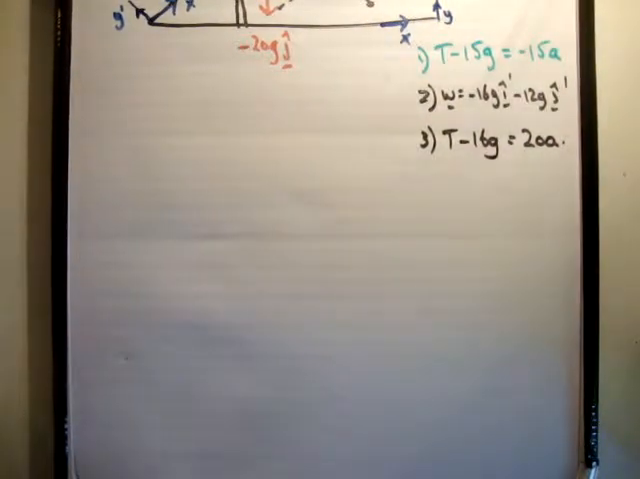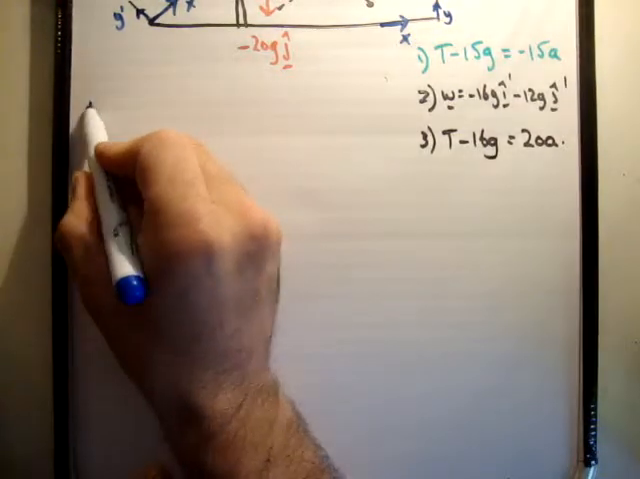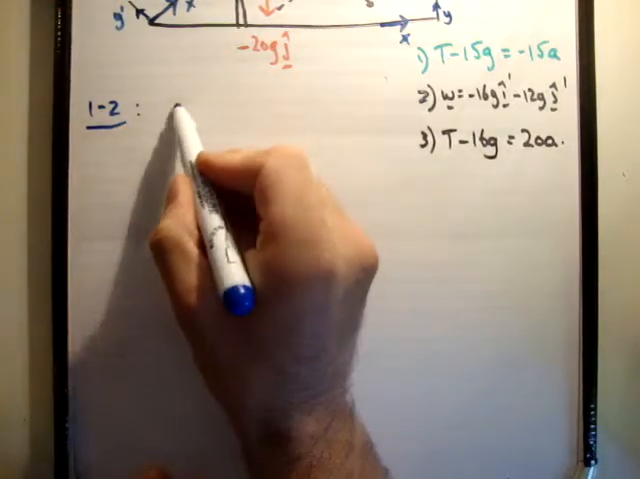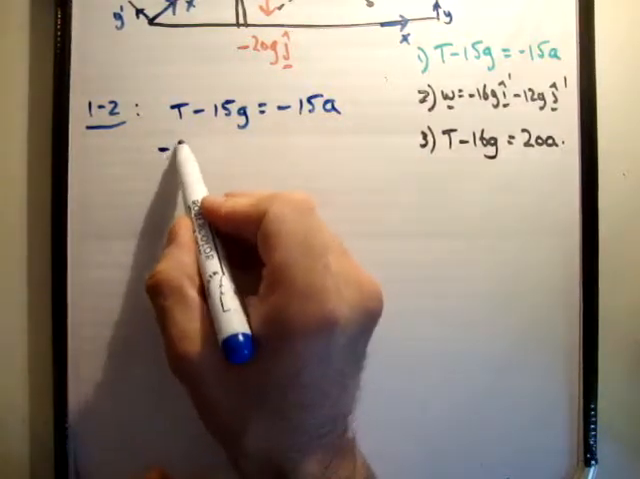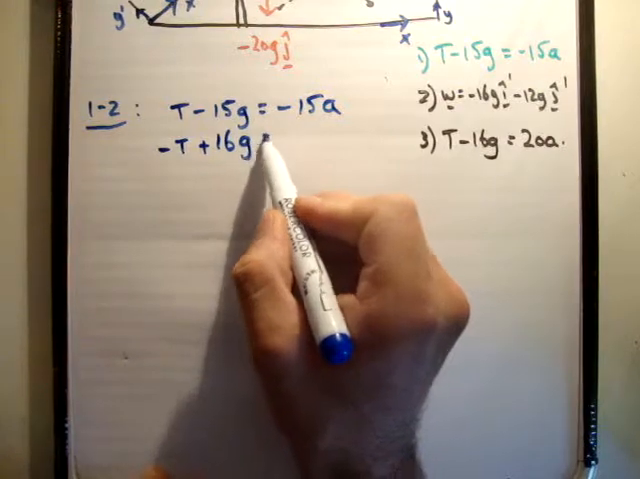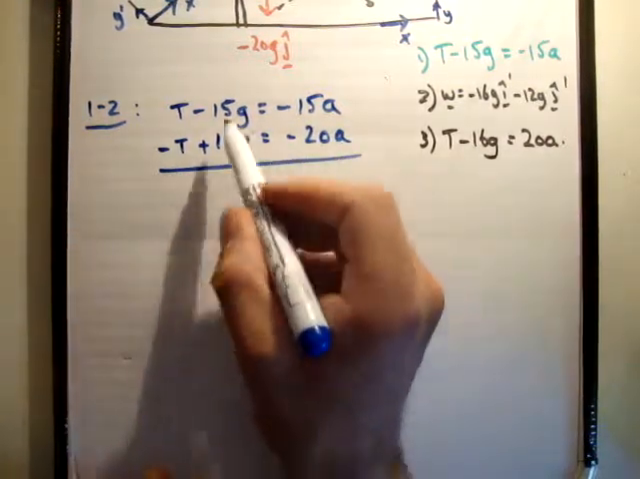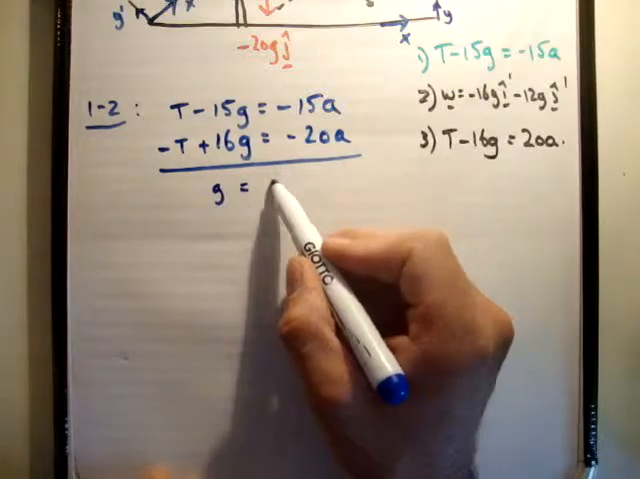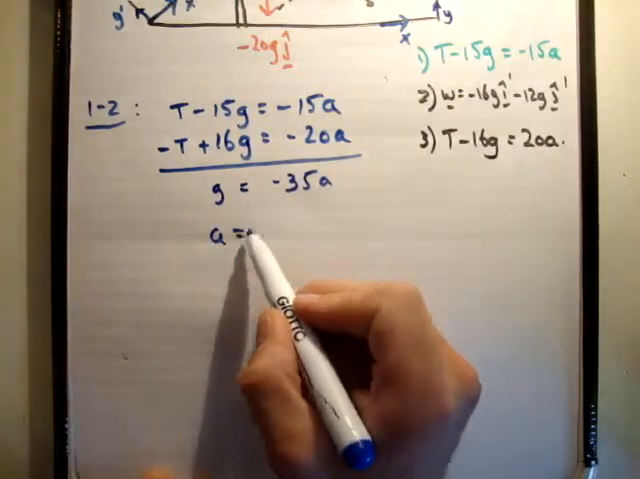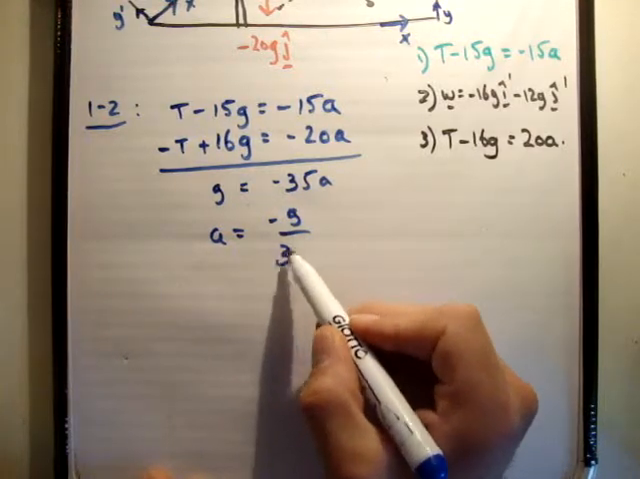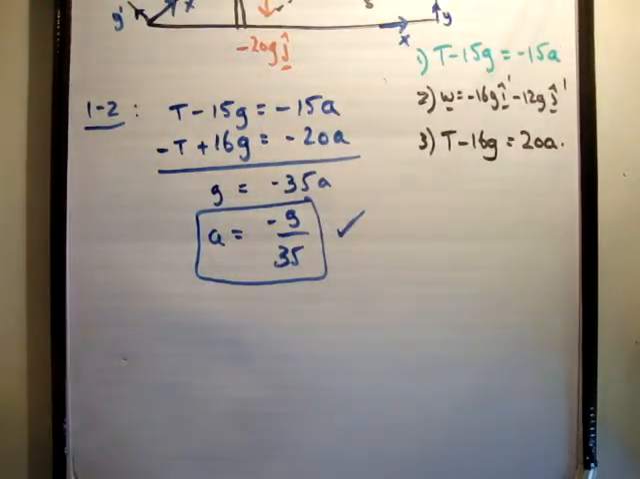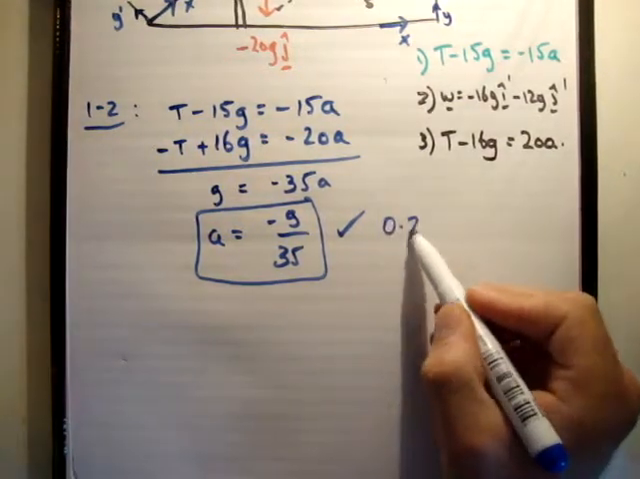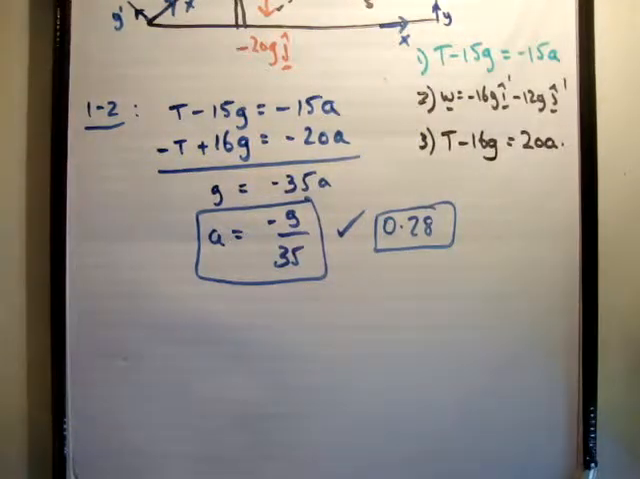So we need to find the tension and the acceleration. What if I take equation 2 from equation 1? We're going to get T minus 15g is equal to negative 15a, and here you're going to get negative T plus 16g is equal to negative 20 times a. So it's going to be g is equal to negative 35a, and therefore a is equal to negative g over 35. Negative g over 35, what does that mean? Well, first of all, the magnitude is correct, as in the magnitude is equal to 0.28 meters per second squared. That's correct.